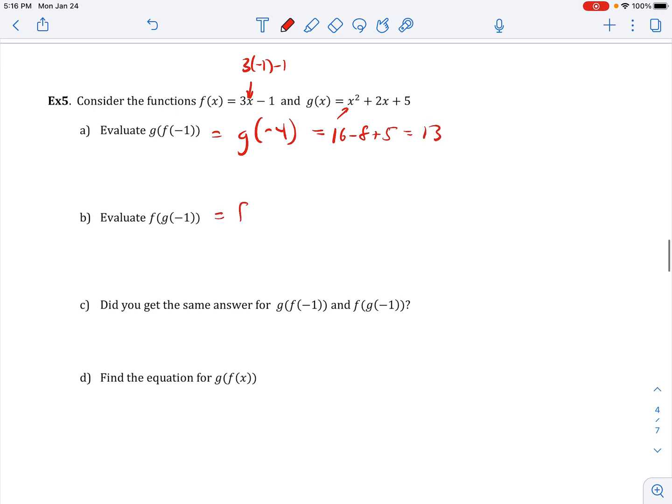F of g of negative 1. G of negative 1, again I'm putting it in here, is 1 minus 2 plus 5, which is, I don't know, 4. Then I put 4 into the first one. 4 into here is 12 minus 1, which is 11. Do you get the same answer? No. Yeah, okay. And now find the equation.